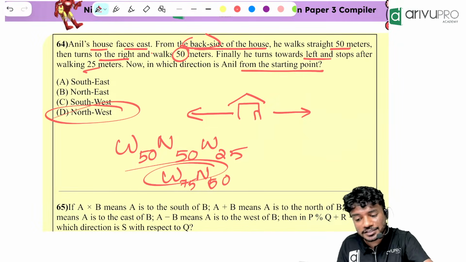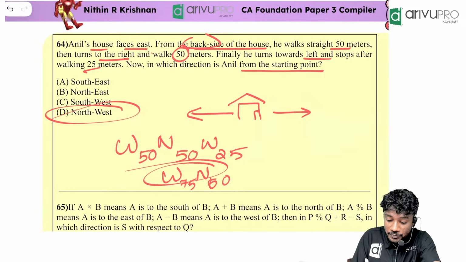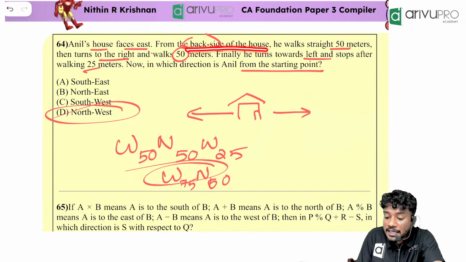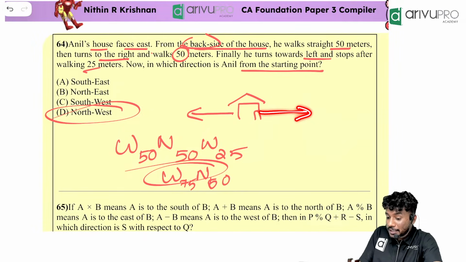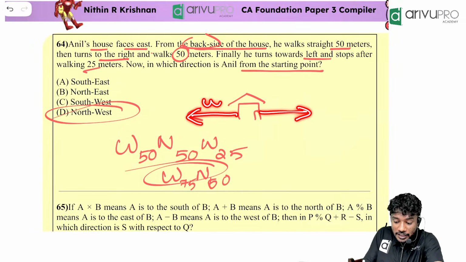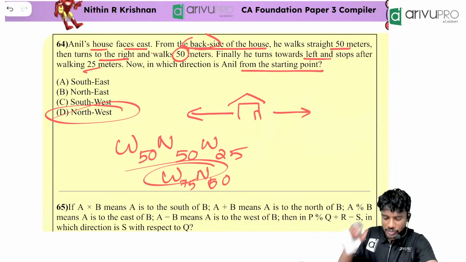Which option is the answer, people? Answer is coming to be northwest. That is option D. Okay. Now the only tricky part here is what? From the back side of the house. House is facing east direction, but he is walking through the back side. So the initial direction is west. Okay, that is the tricky part in this question.